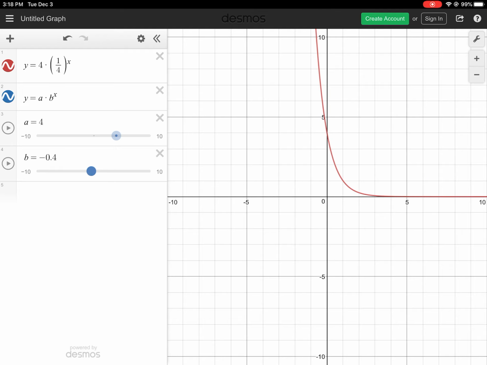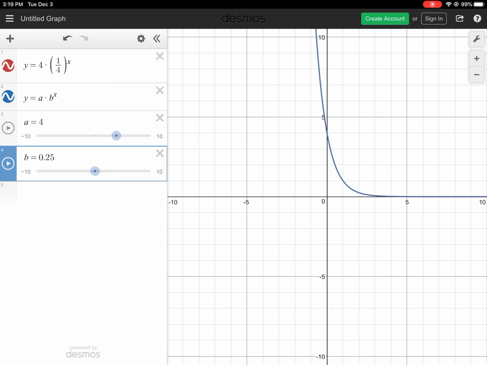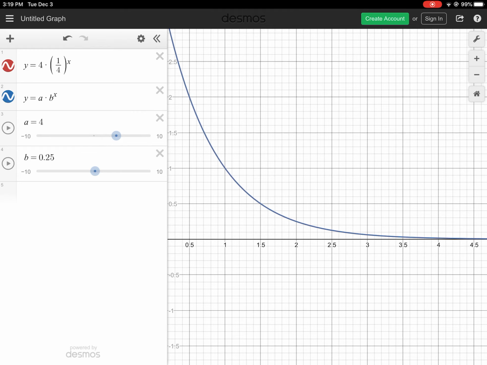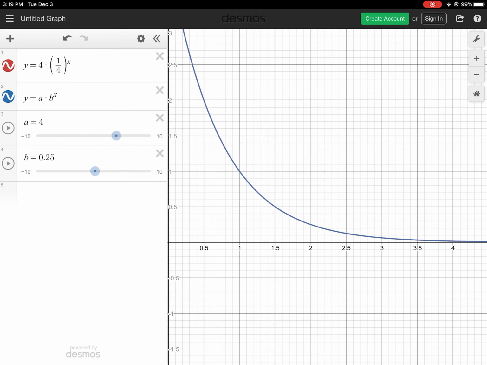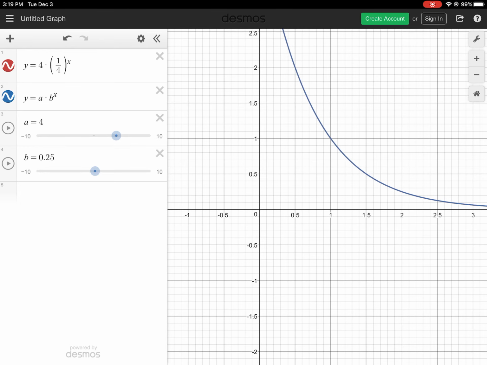B was 1/4, so about 0.25, which looks like it may not let me go there. There we go. Okay, so we can see we've got that same graph here. Now, if we zoom in, we should recognize that as this graph is continuing on this path, it's getting closer and closer to that x-axis.